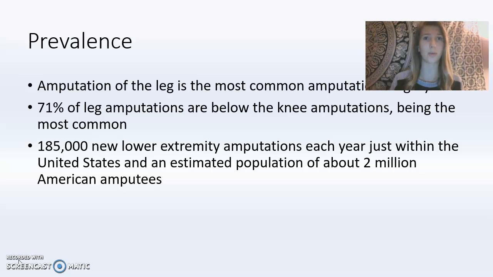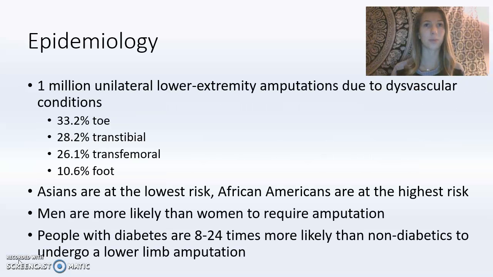There are 185,000 new lower extremity amputations each year within the U.S., and an estimated population of about 2 million Americans are amputees. Of the approximately 1 million unilateral lower extremity amputations due to dysvascular conditions, the most common were toe at 33.2%, transtibial at 28.2%, transfemoral at 26.1%, and foot amputations at 10.6%.